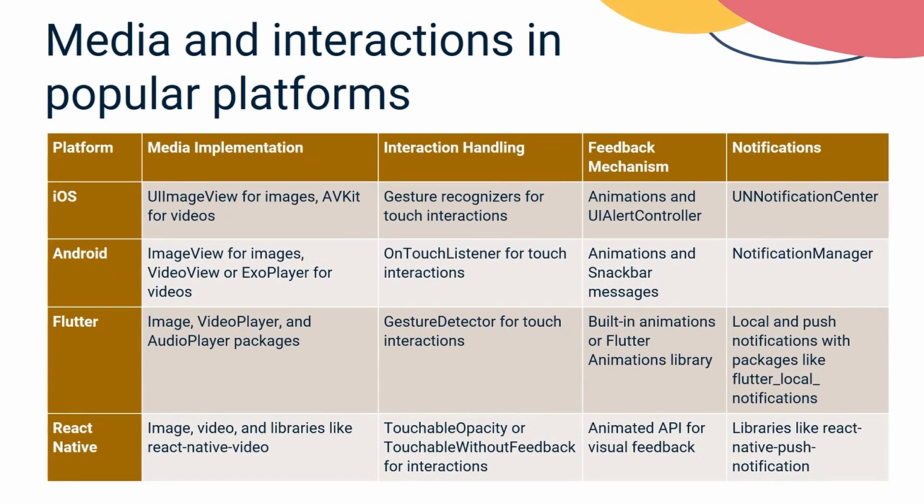This table compares how mobile platforms like iOS, Android, Flutter, and React Native handle media implementation, interaction, feedback mechanisms, and notifications. The columns show media implementation, how interactions are managed, what feedback mechanisms are used, and how each platform handles notifications. Use this table as a quick reference to see how these platforms implement these key features.